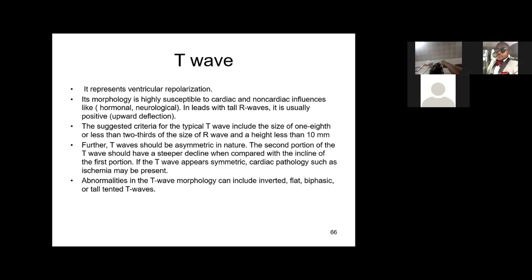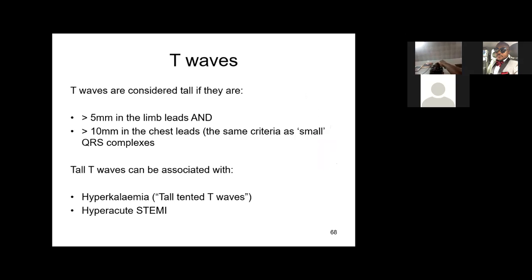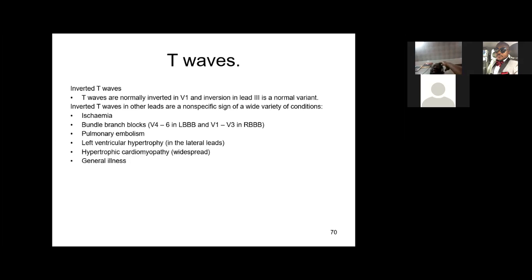Now, abnormalities in T wave morphology can include inverted, flat, biphasic, or tall-centered T waves. These are examples of variations in T waves. T waves are considered tall if they are greater than 5 millimeters in the limb leads and 10 millimeters in the chest leads. Tall T waves can be associated with hyperkalemia most commonly and hyperacute STEMI. Inverted T waves are normally seen in ischemia, bundle branch blocks, pulmonary embolism, left ventricular hypertrophy, hypertrophic cardiomyopathy, and general illness.